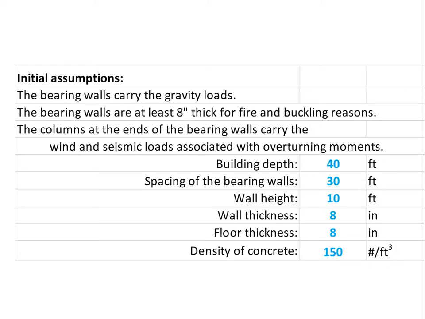So we're going to make the following initial assumptions. The bearing walls carry the gravity loads. This will simplify our initial calculations and give us a sense of what bearing walls can accomplish in a very tall building. We're going to assume the bearing walls are at least 8 inches thick for fire reasons and to keep buckling from being an overwhelming concern.